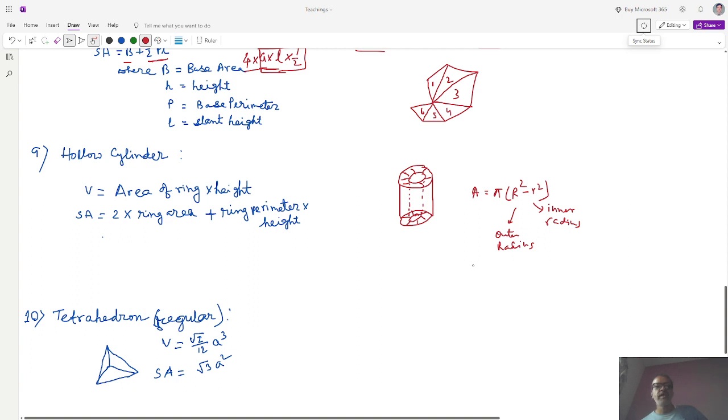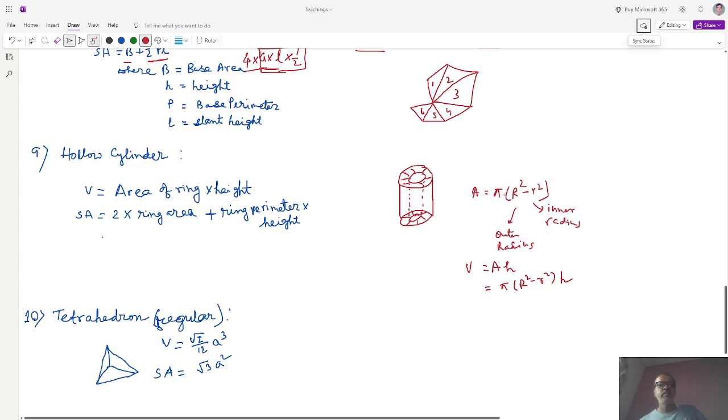So the volume of the hollow cylinder will be A into H. Therefore, π(R² − r²) into H. Okay. And what will be the surface area? We know the area of the ring, already I have written, A equals π(R² − r²).